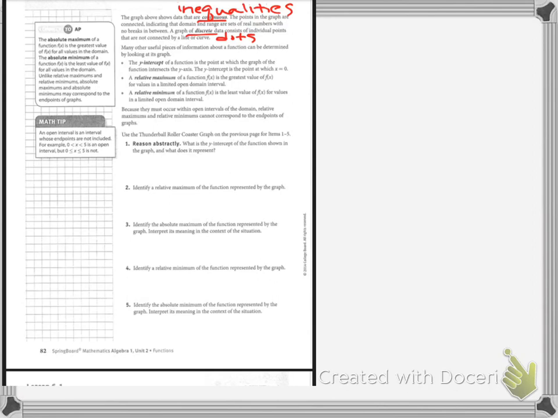Other important pieces, we have the y-intercept. That's where it crosses the y-axis. When we write an equation, that's our b value. We're going to talk about our relative maximum and our relative minimum. So this is the highest or lowest. Notice f of x. We talked about that the other day. The lowest or highest y value within a particular interval.